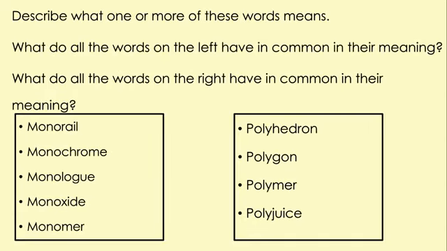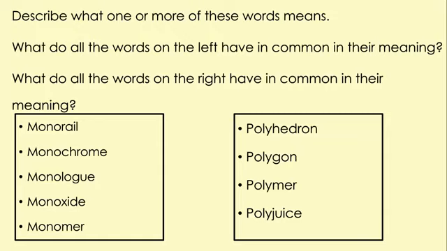So before we start, think about the prefix mono, what does it mean? A monorail is a train that's only got 1 rail. Monochrome means in 1 colour. A monologue is like me now, it's only 1 person talking. In chemistry, you've met monoxide. So carbon monoxide only has 1 oxygen as opposed to carbon dioxide, which has 2. And now we've met monomer.